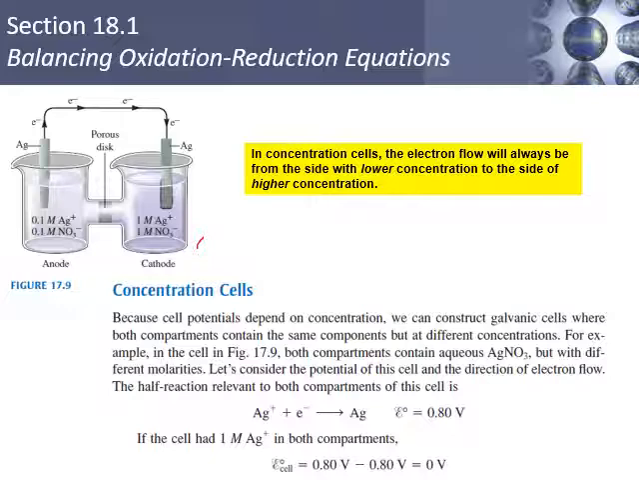On the left, it wants to be more concentrated. We need to produce more Ag plus, so some of the Ag needs to go to Ag plus. The way that both of those things can happen simultaneously is if the electrons flow from left to right, and that's what would happen.